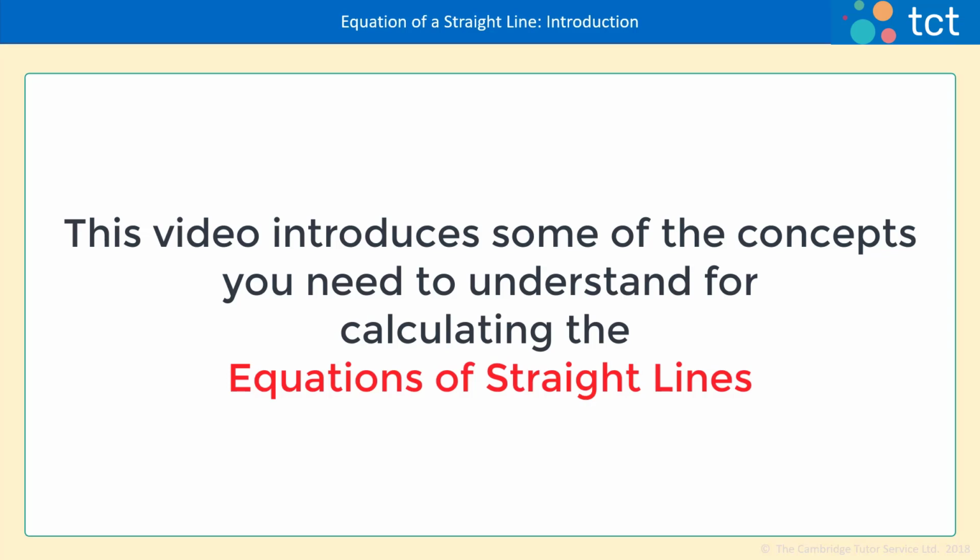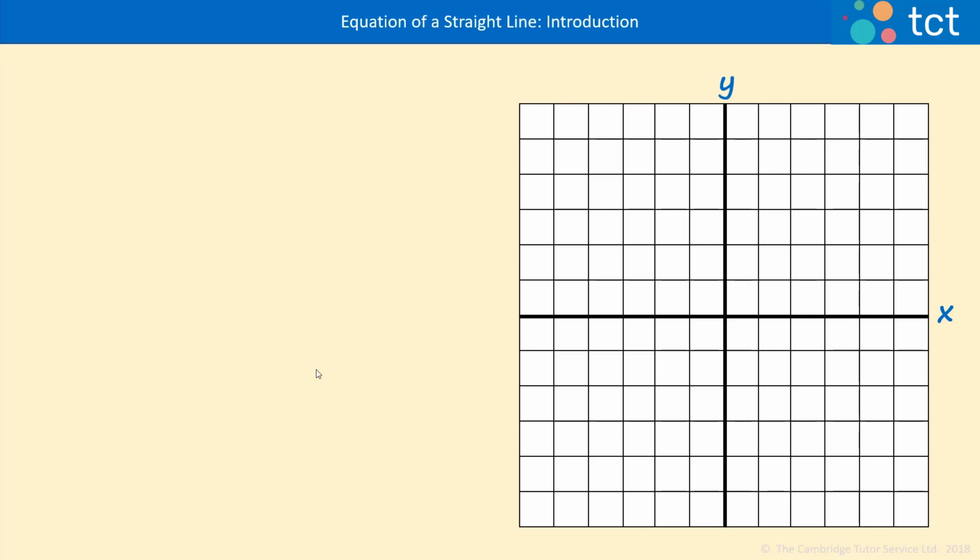This video should help you to understand some of the concepts we're looking at in the following videos for finding the equation of a straight line. Just a few things to be aware of. So remember, on a graph you have the x-axis and the y-axis. The bit where they meet in the middle is called the origin, and we put a 0 there.